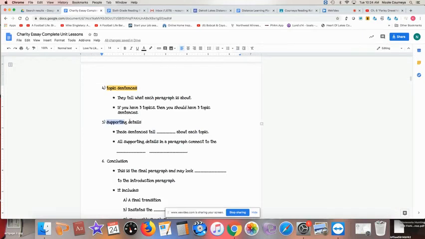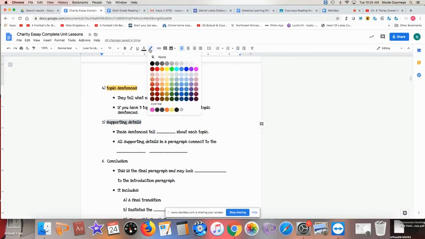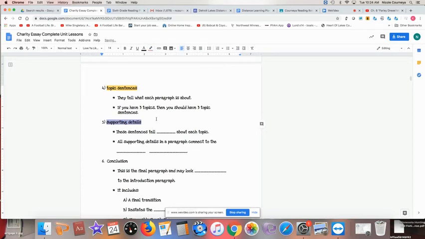And I will always use pink for supporting details. Okay, supporting details. These sentences tell more about each topic. These are the pieces of evidence. They're specific. They're factual, they're interesting. You're going to be finding these on websites, and you're going to need to go into some detail about them.